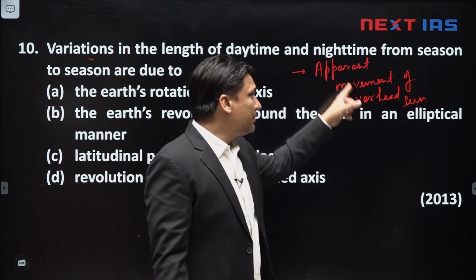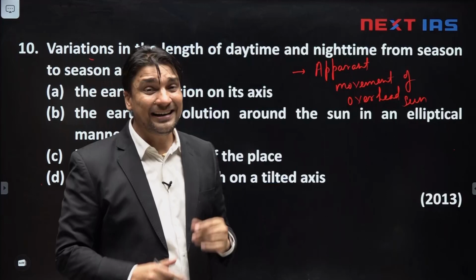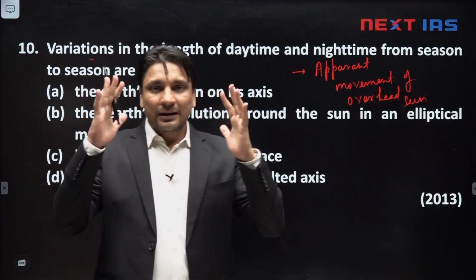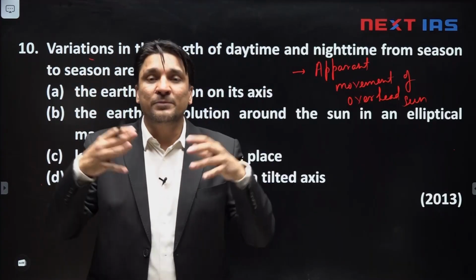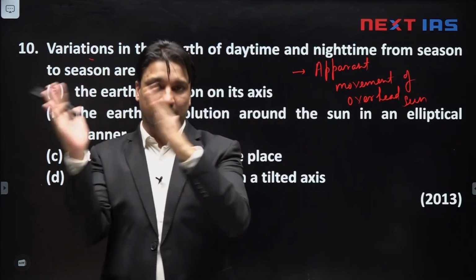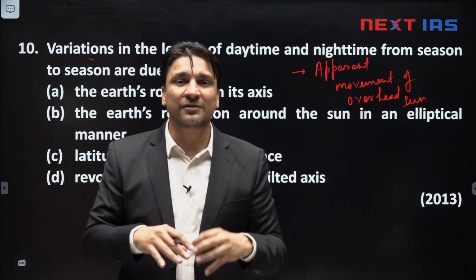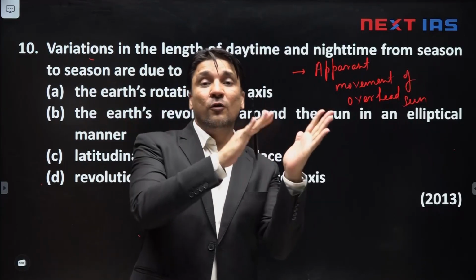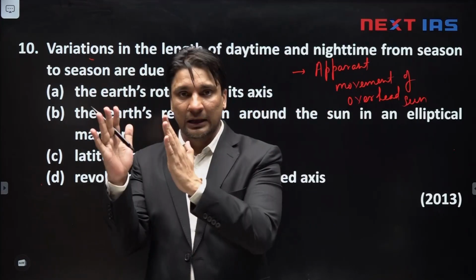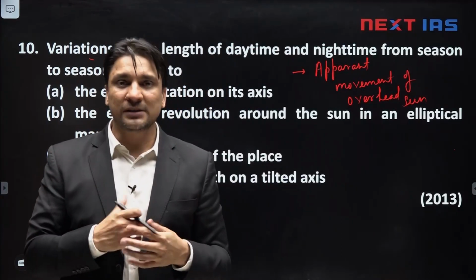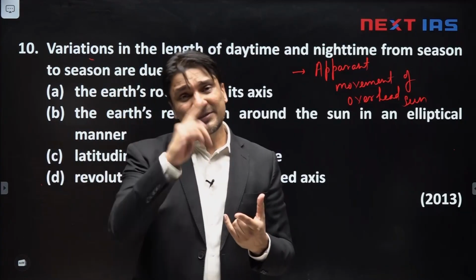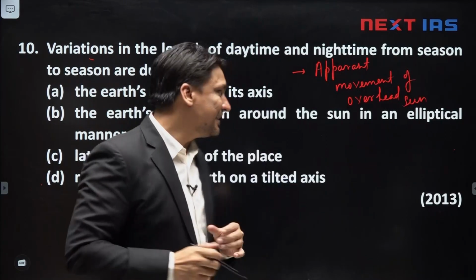Correct? And seasons happen due to apparent movement of overhead sun. Why does it appear to an observer on Earth's surface that sun is moving? Actually, sun is not migrating north and south, but for an observer on Earth's surface, it appears that overhead sun changes its location. It happens because Earth revolves around sun with tilted axis.